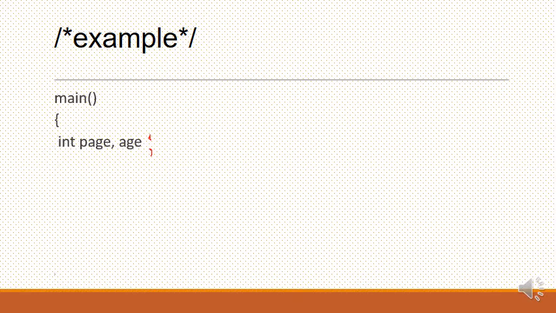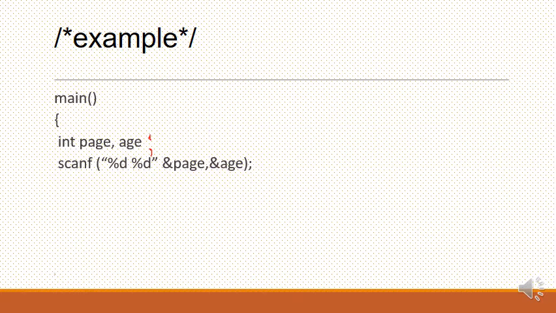Okay, next, what do you have to do? You have to read these two, percentage and age. For reading, we use the input statement called scanf. Because these are two integers, you should take %d, and ampersand of percentage and ampersand of age. What does the ampersand stand for? Address. What is the meaning of this scanf? You are saying go to this address and read these values.